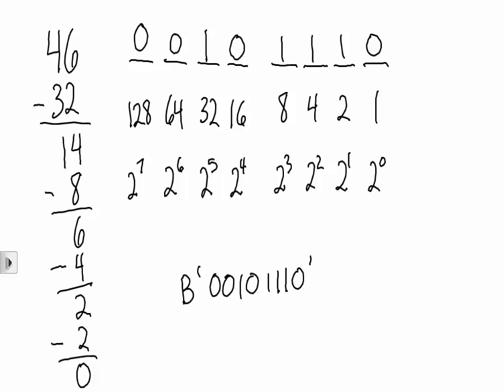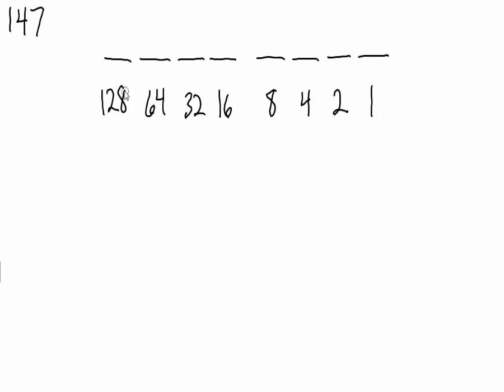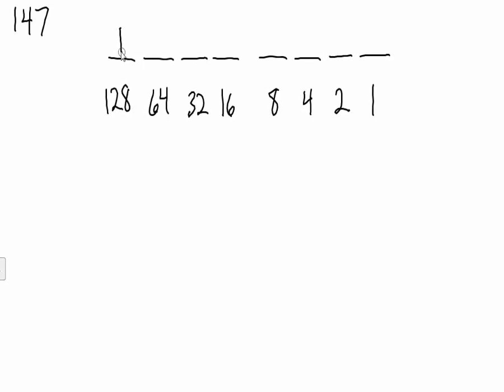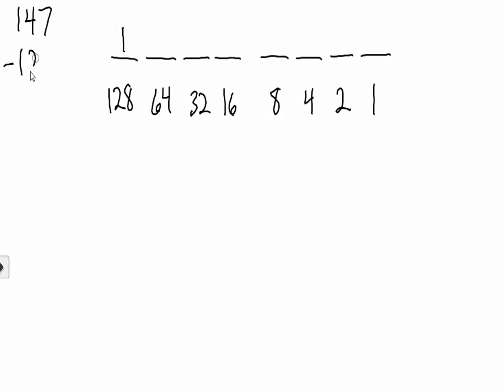Let's try another example just to make sure you understand. Let's do a little bit larger number this time. We'll try the number 147. Again, we're going to draw 8 spaces. Again, start from the right and count up in powers of 2. Then we look at our first digit and say yes, 128 will go into 147. So we'll put a 1 there, subtract the 128, leaving a remainder of 19.